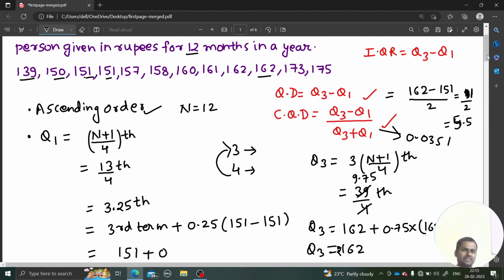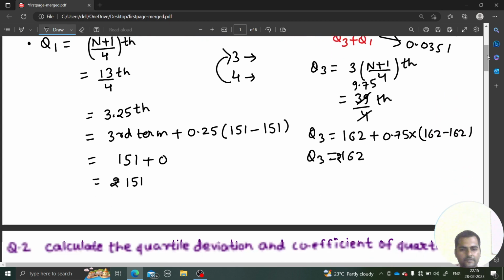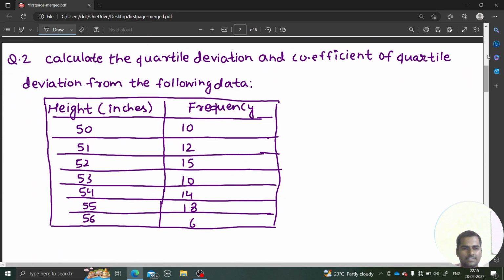Whatever term is there, that will be your Q1 and Q3, and then their difference divided by 2 is quartile deviation. Q3 minus Q1 by Q3 plus Q1 is coefficient of quartile deviation. So this was the first type of data which we discussed. Now moving on to the second type of data which we will encounter.